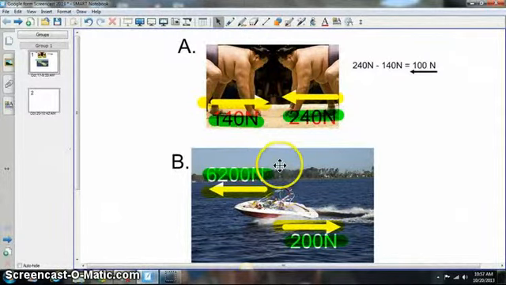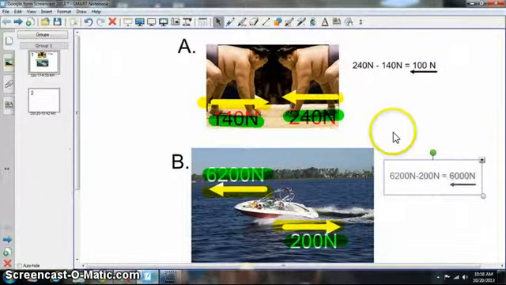Again, we're going to look for the difference between the two of these. So we need to take the difference. We're subtracting again. So 6,200 newtons minus 200 newtons is equal to 6,000 newtons of force, and that will continue to go to the left.